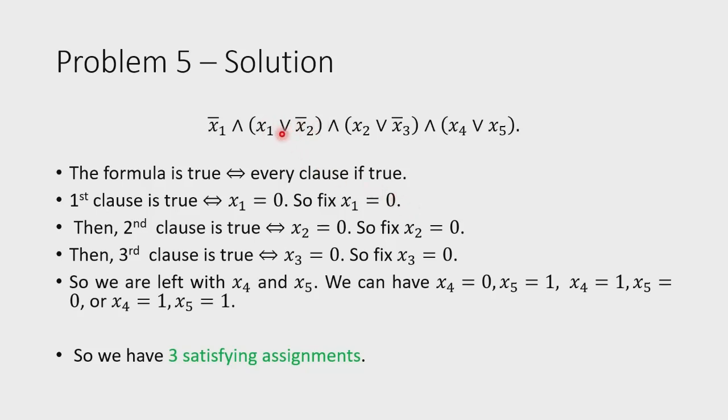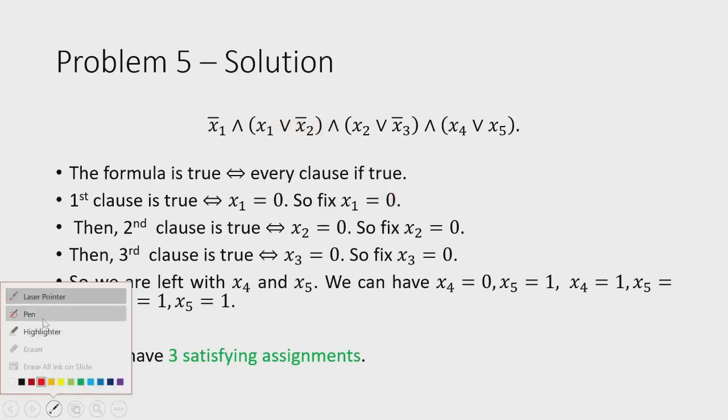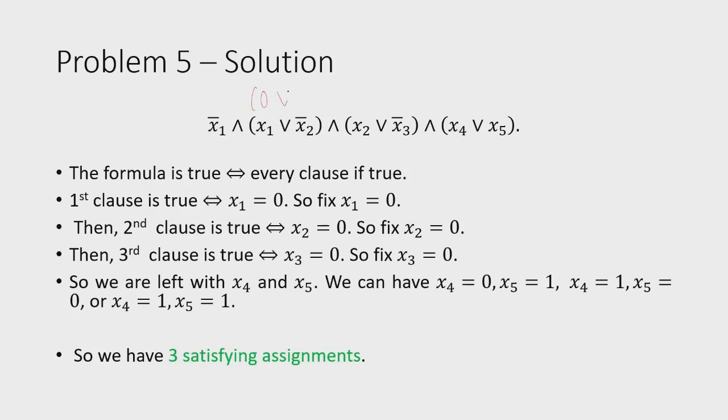Now let's look at the second clause. What does it become once we fix x1? It becomes 0 or x2 complement, which is just x2 complement, which is true if and only if x2 is 0. So let's also fix x2 equal to 0. Now the third clause becomes 0 or x3 complement, which is x3 complement. So the third clause is only true if x3 is 0. Let's also fix x3 equal to 0.